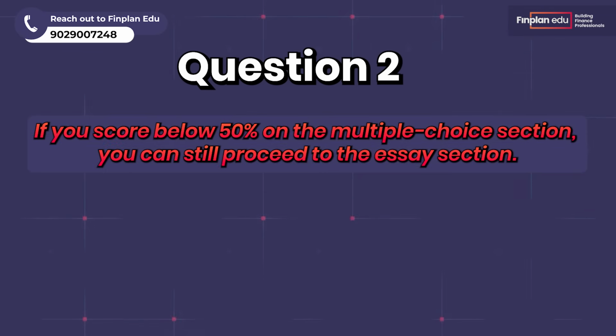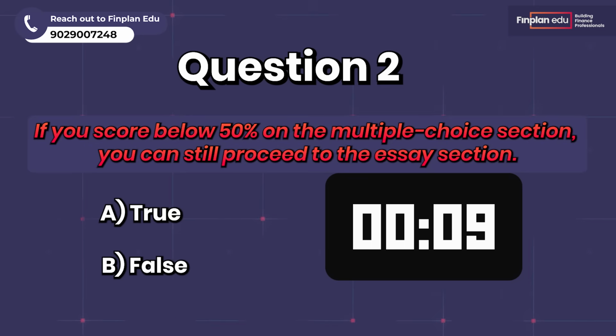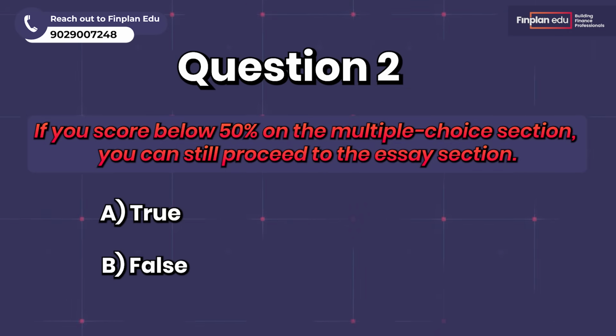Next up is a true or false. The statement is, if you score below 50% on the multiple choice section, you can still proceed to the essay section. And time's up. The correct answer is false. If you score below 50% on the multiple choice section, you won't even be allowed to proceed to the essay section. So, make sure you're nailing those MCQs.